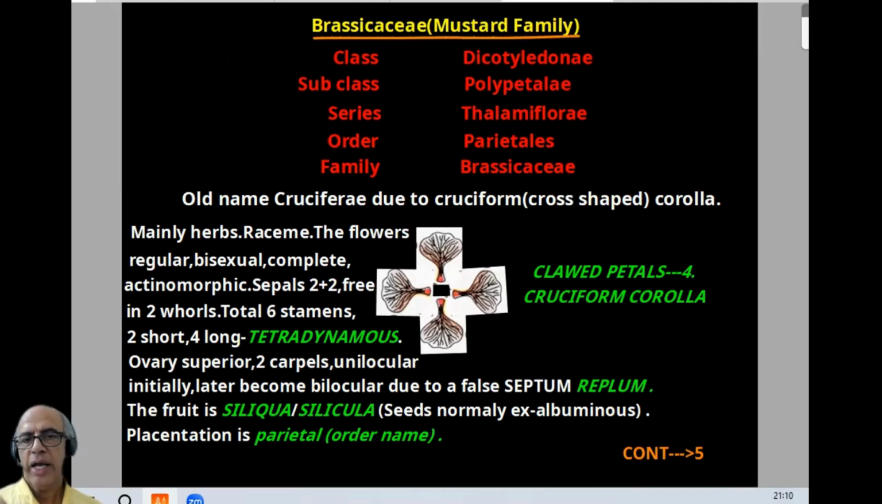Characters we can guess. Class dicots or dicotyledonous, subclass Polypetalae, petals free. Series Thalamiflorae, thalamus. Order Parietales, parietal placentation. Family Brassicaceae. The old name was Cruciferae. The old name of Brassicaceae was Cruciferae due to the cruciform, cross-shaped corolla. That is what this diagram stands for.